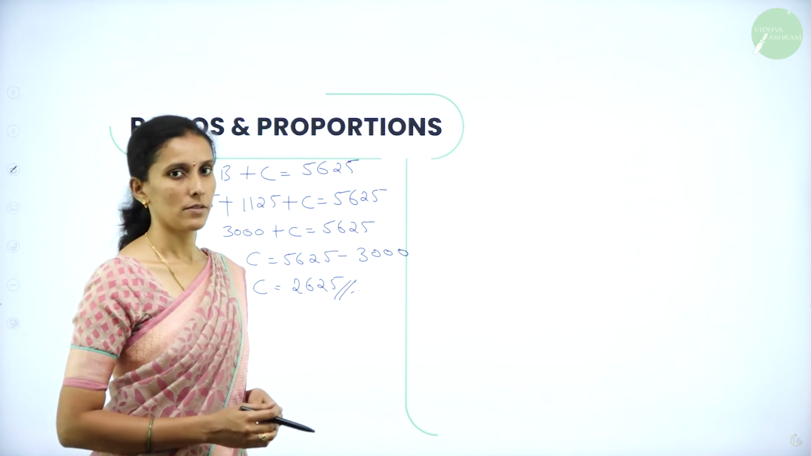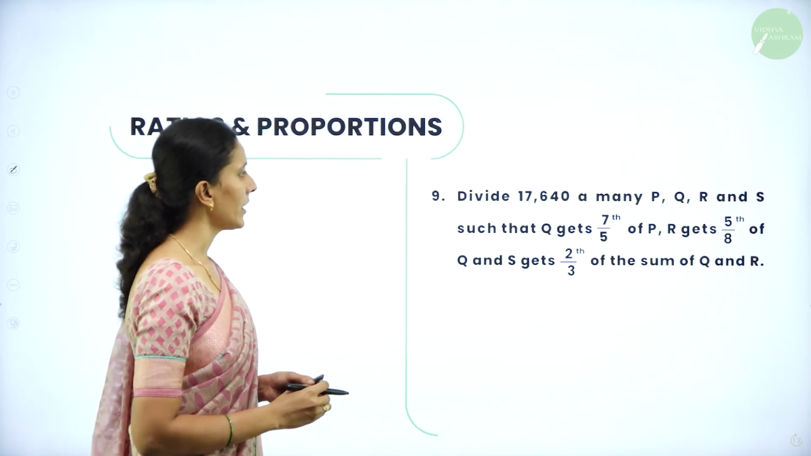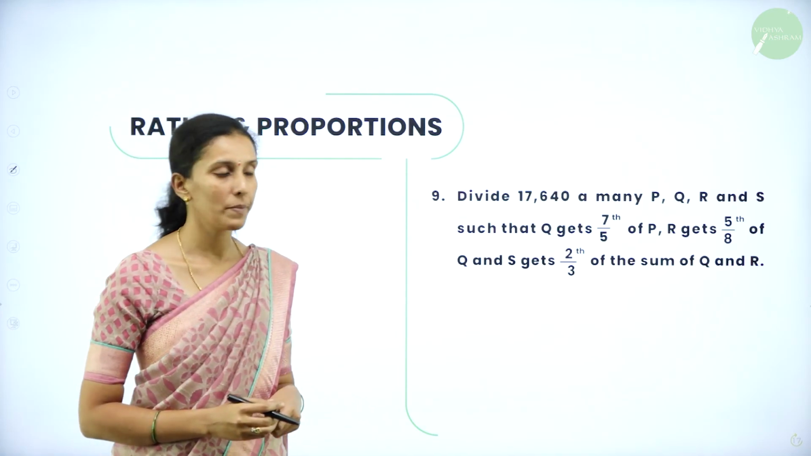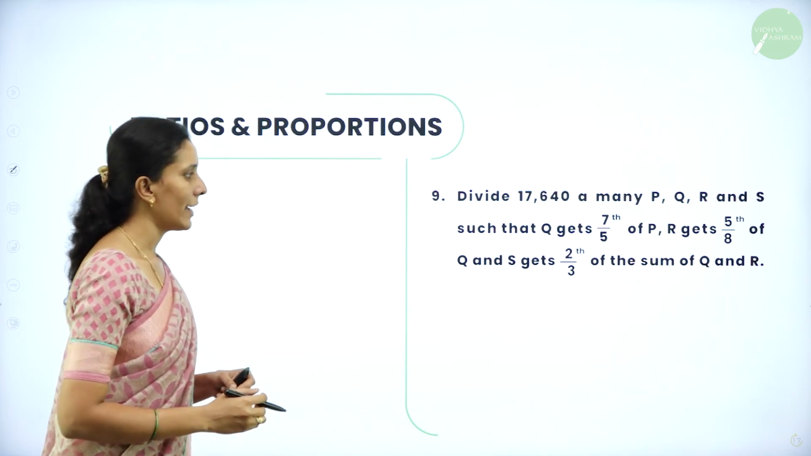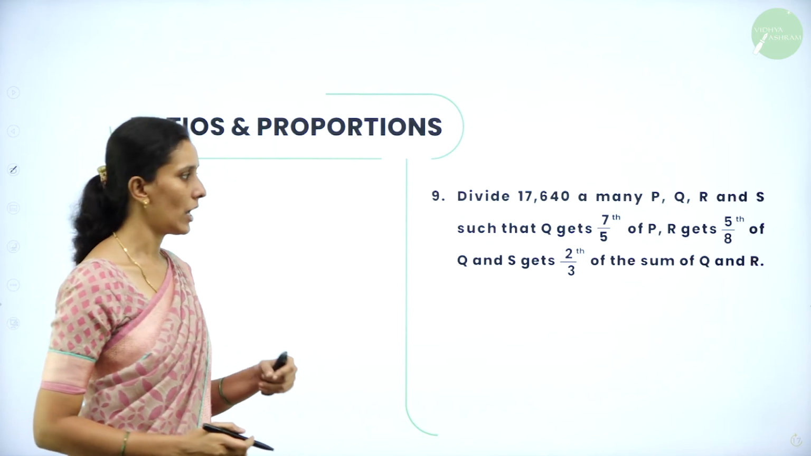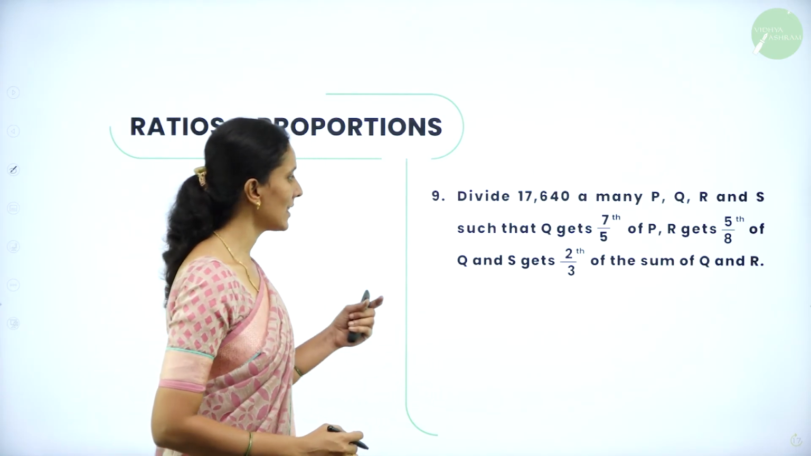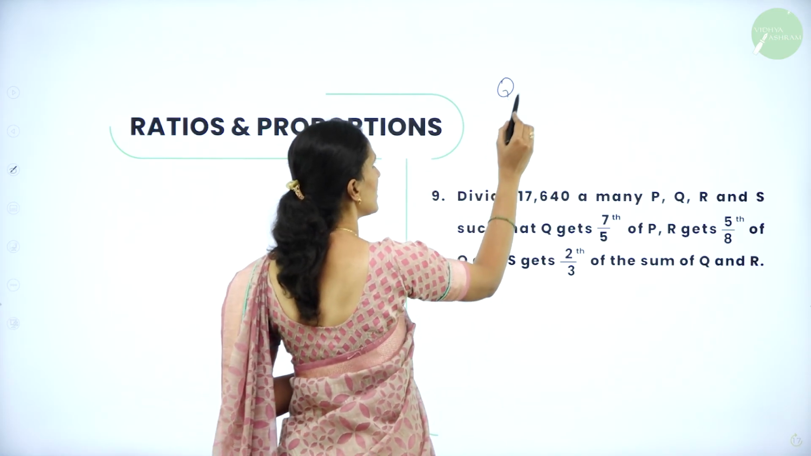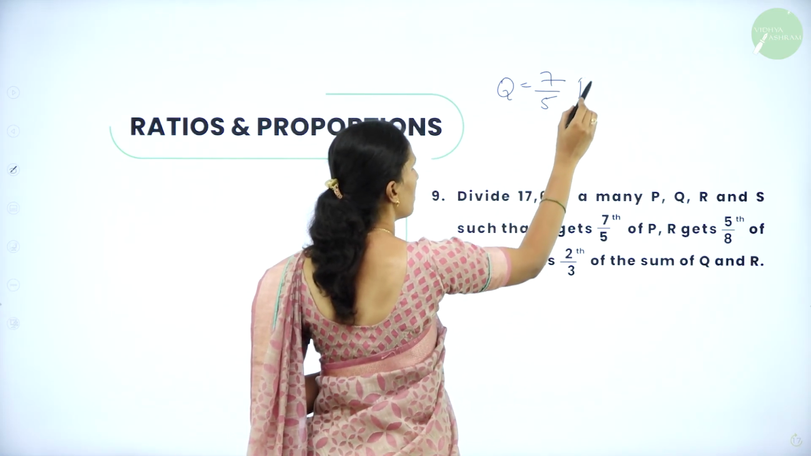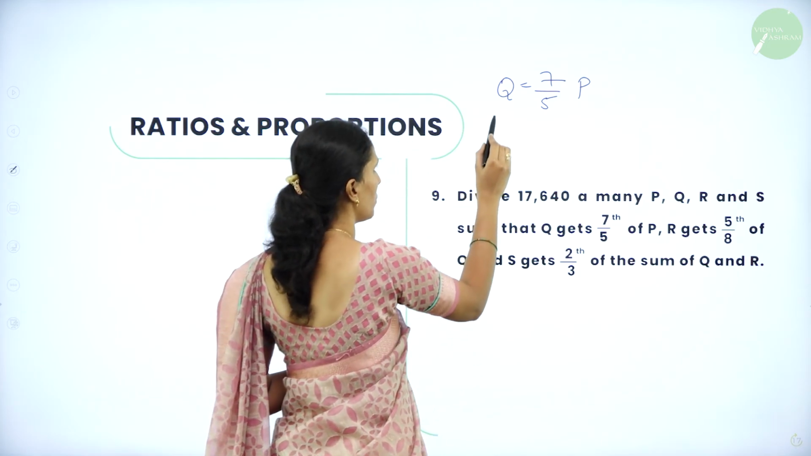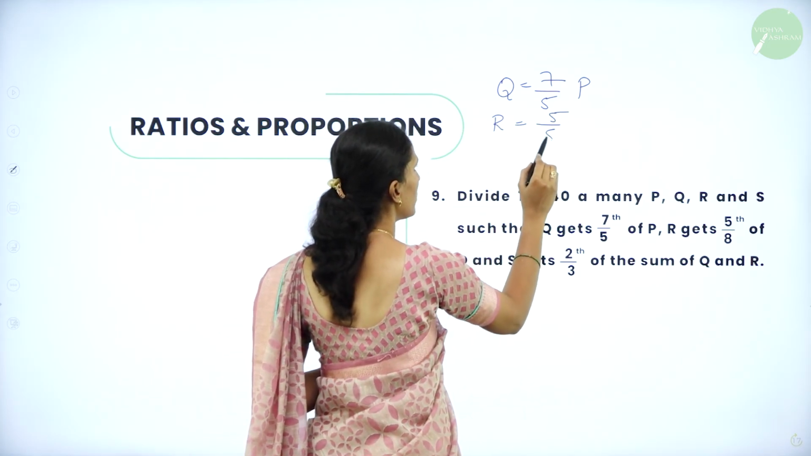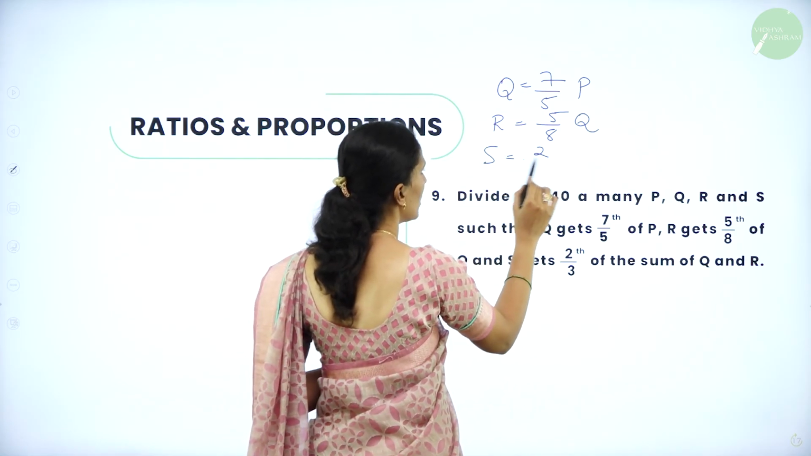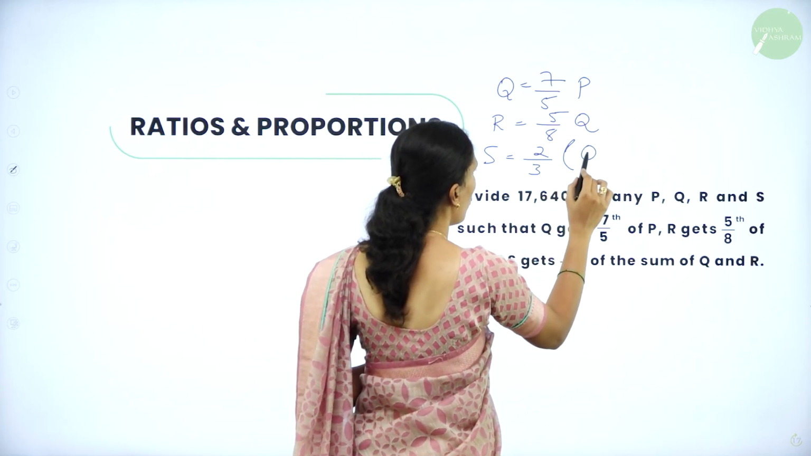Next, we have a question. Divide 17,640 among P, Q, R and S such that Q gets 7/5 of P, R gets 5/8 of Q and S gets 2/3 of the sum of Q and R. So first let's see what they have given in the statement. Q is equal to 7/5 of P. R gets 5/8 of Q, R is equal to 5/8 of Q. Next, S is 2/3 of the sum of Q and R.